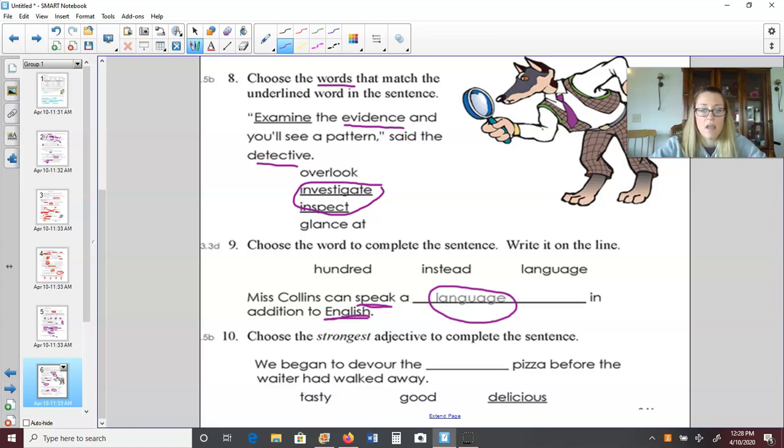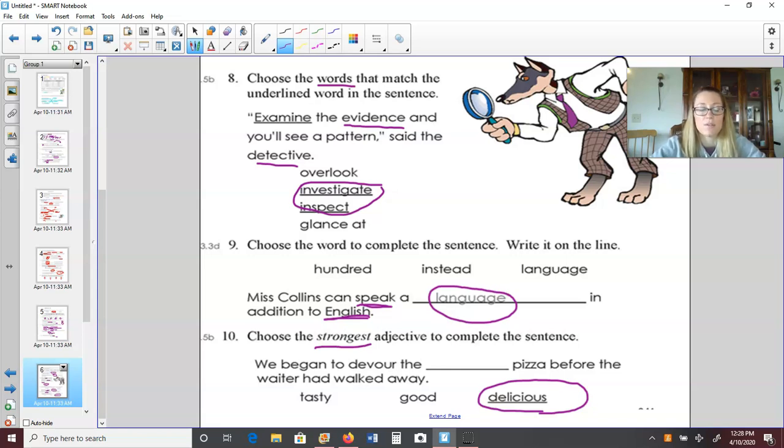And lastly, number 10, choose the strongest adjective to complete the sentence. We began to devour the blank pizza before the waiter had walked away. Tasty, good, or delicious? Yeah, good pizza, tasty pizza. Delicious pizza. That is the strongest adjective.